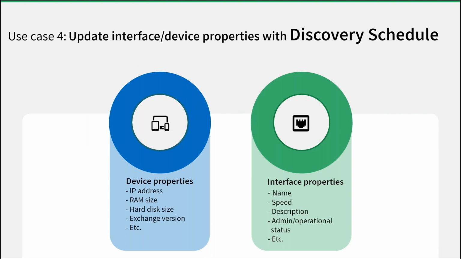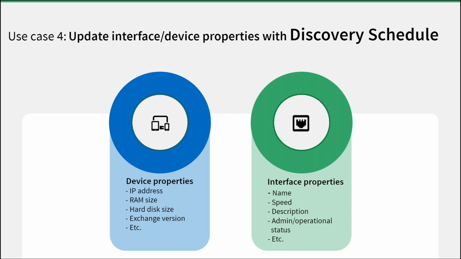The next is all about updating the interface or the device properties with the scheduling of the discovery. This is one of the use cases which we have come across very recently, and this has sorted out the customer's requirement absolutely well. So the customer has a couple of device properties like IP address, RAM size, or hard disk size that would get changed at a common time. Say for example, the customer would have bought the server at a RAM size of 32 gigabits at the beginning.